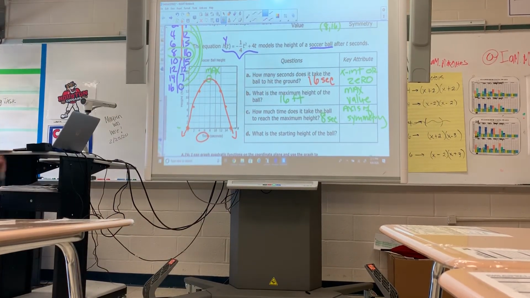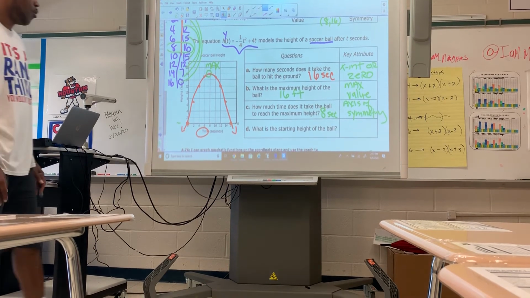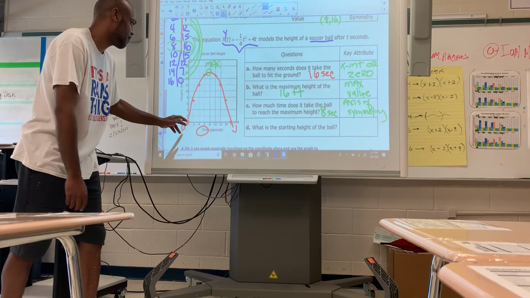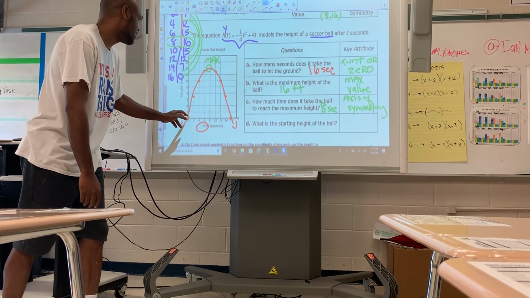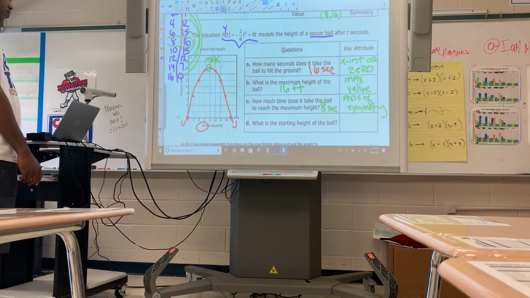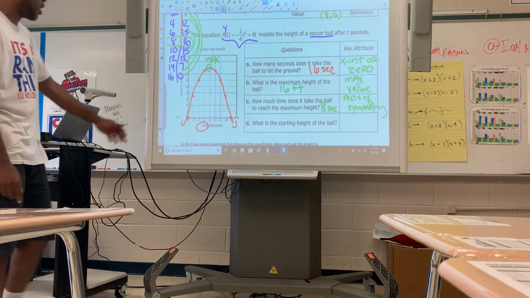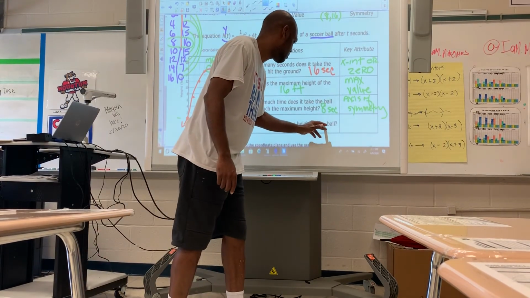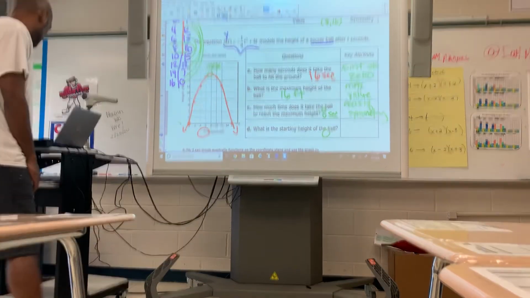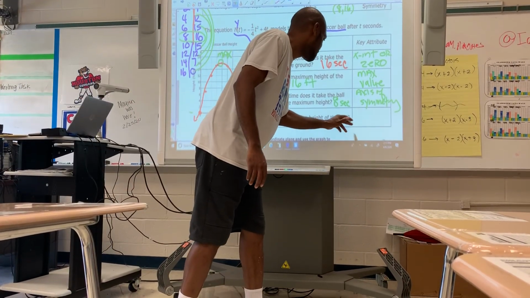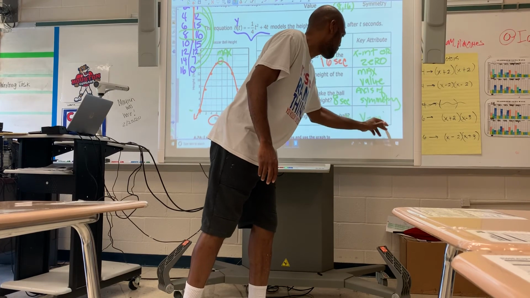And D, what is the starting height of the ball? Well, we're kicking the ball from the ground. It started at 0, right? It says, what is the starting height? So our y-intercept was 0 and 0, so our starting height is 0 feet. 0 feet, and we know this is our y-intercept.